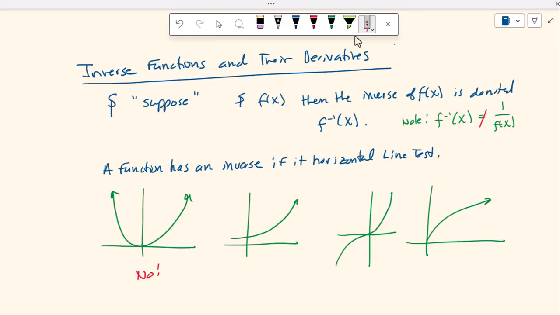Now let's look at the next one. It passes the horizontal line test. So does the third degree polynomial, and so does the square root graph. So these are all yeses.